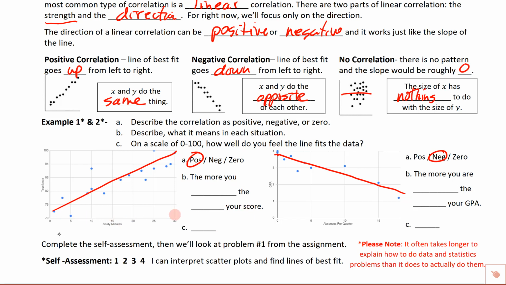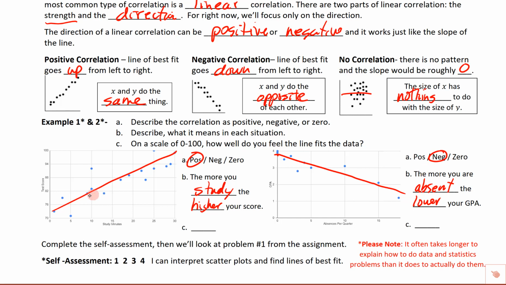So the more you study, the bigger your study time is, the higher your score. So the more you study, the higher your score, okay? And over here, as absences go up, so the bigger your number of absences, the lower your GPA. So the more you are absent, the lower your GPA, okay? So this is that idea that they kind of do the opposite of each other when there's a negative correlation there.